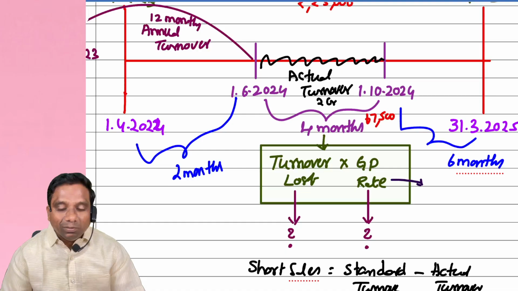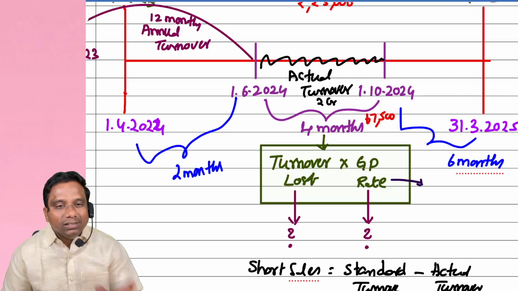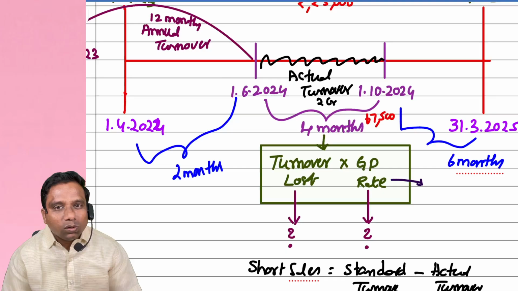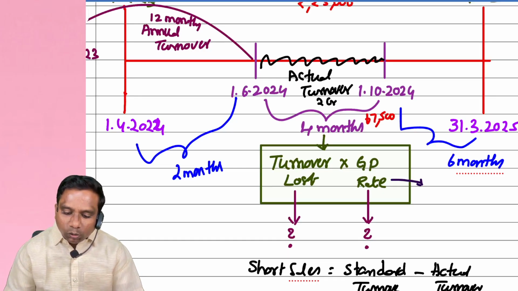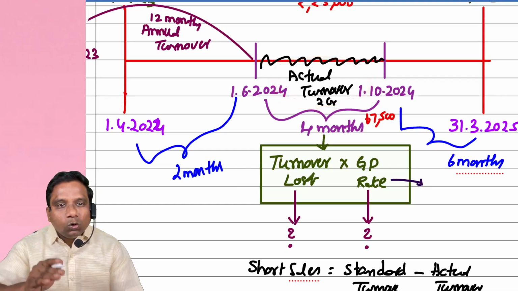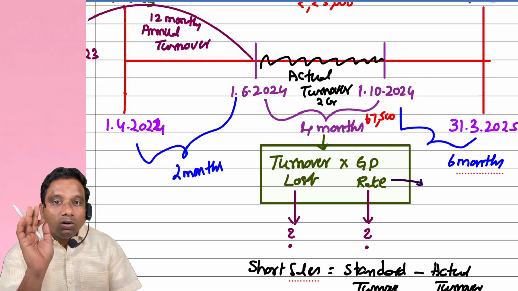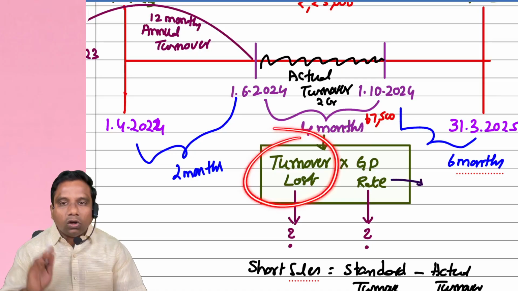For that, but in this period now, we don't have actual data. In this period, I have actual turnover. Actual turnover means how much turnover I made during these 4 months. This is called actual turnover. But we need how much turnover lost.